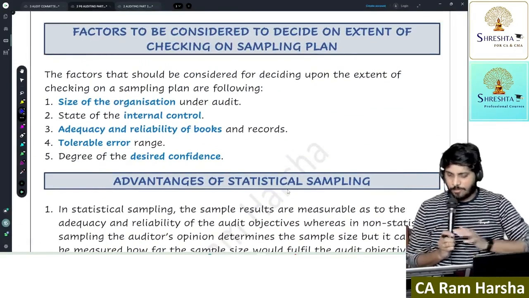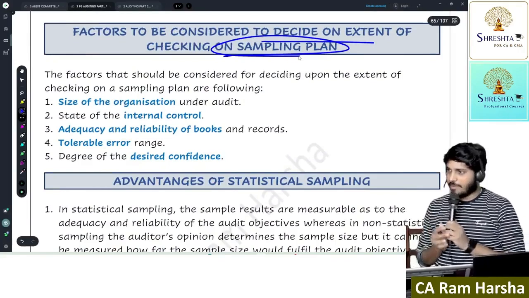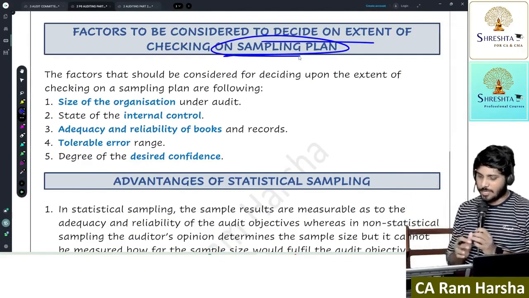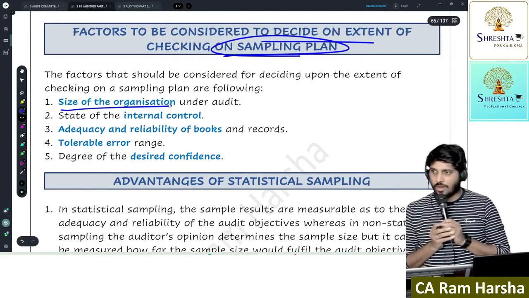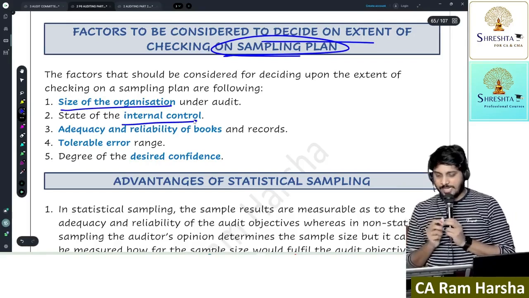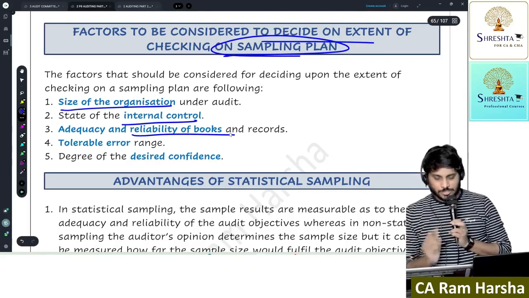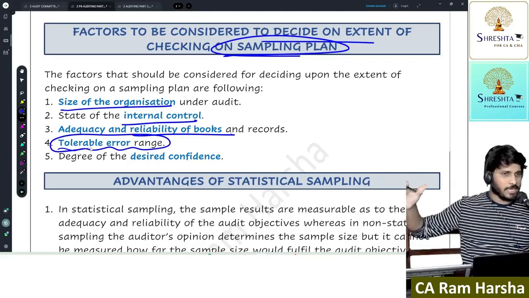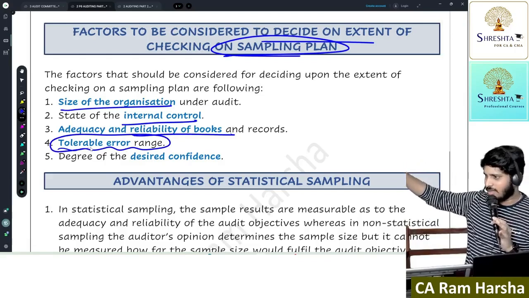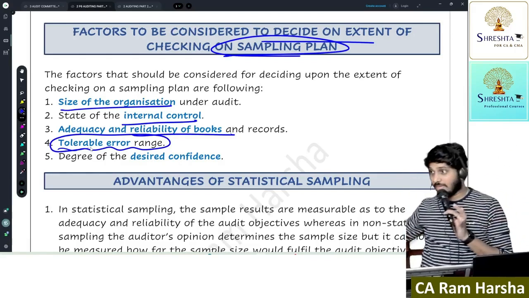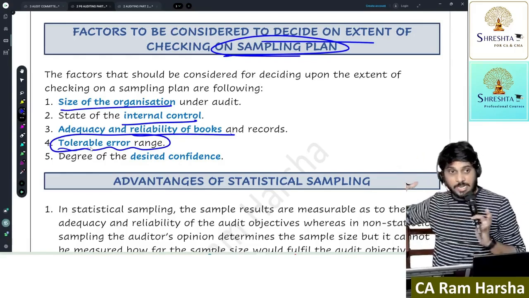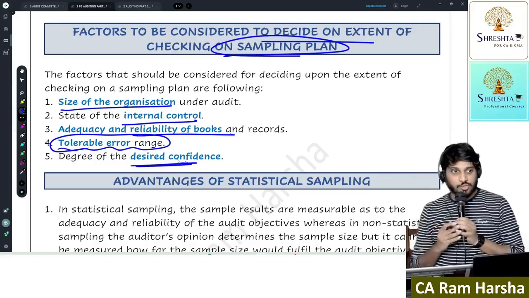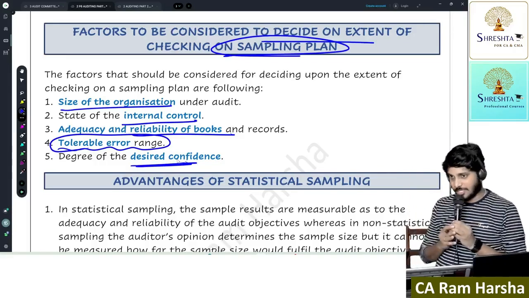Now, first of all, can I consider a sampling plan? Can I go with sampling or not? It depends upon the size of the organization. It depends upon internal control, reliability of books, and tolerable error range. In this company, what is the possible error range? If it is within my tolerance level, okay, I can go with sampling. Suppose the errors are beyond the tolerable limit, better I will not go for sampling. And how much confidence do you want? The greater the confidence you require, the greater must be the sample size.